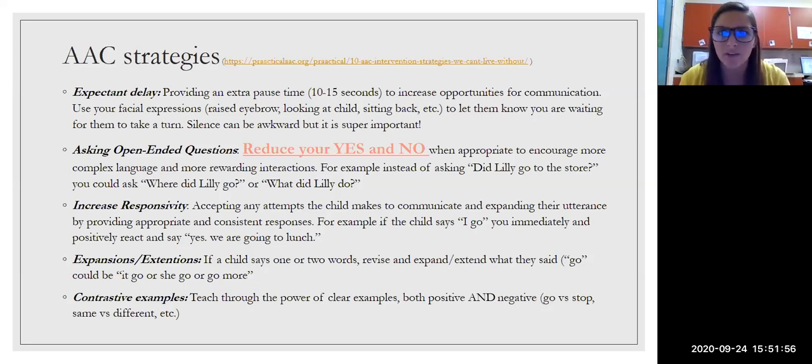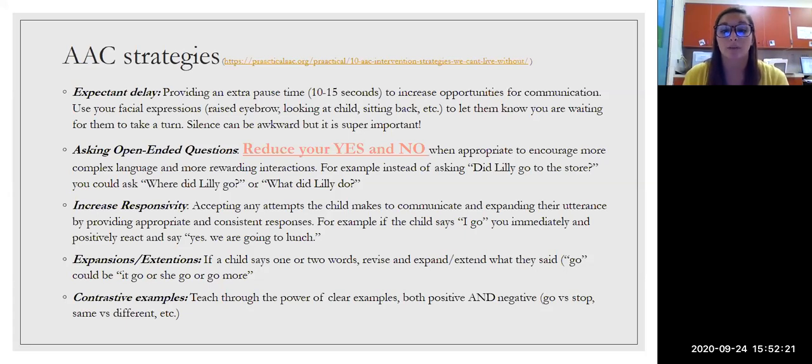And when you're like, oh, they didn't answer me, maybe they don't know the answer, or maybe that was too hard for them. So try to think of how you can reword it and ask an open-ended question so that they can answer using their core board or the symbols you have. So when appropriate, encourage more complex language and more rewarding interactions.